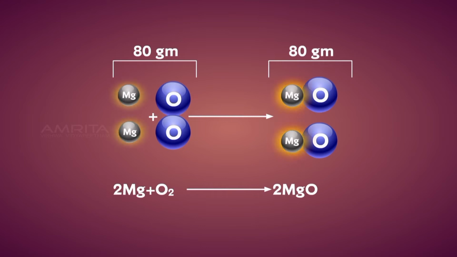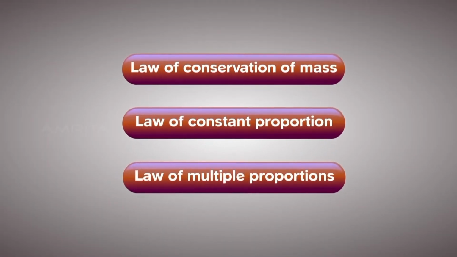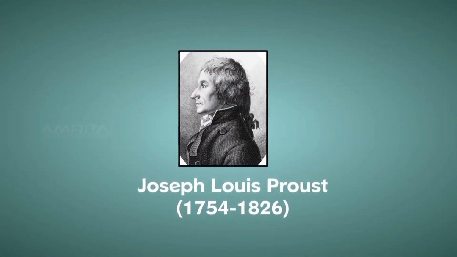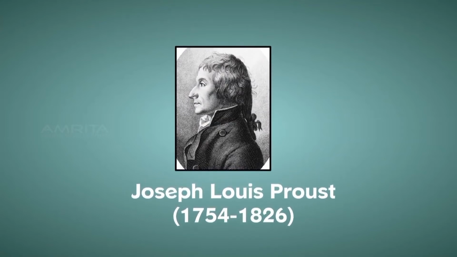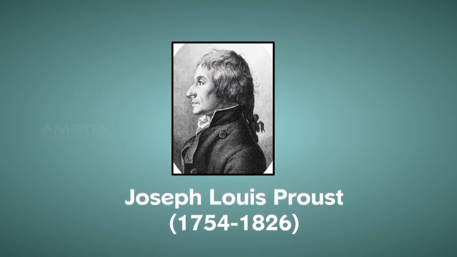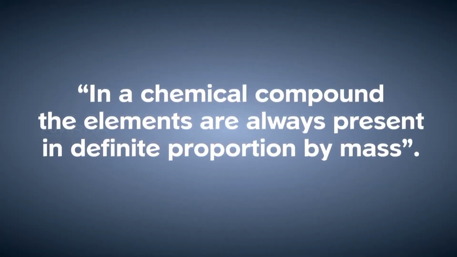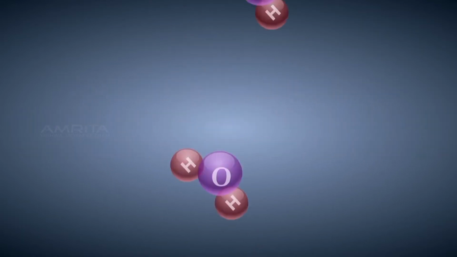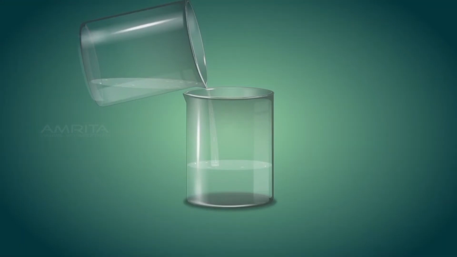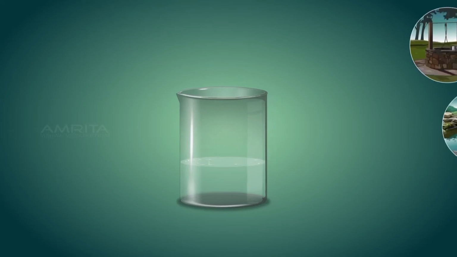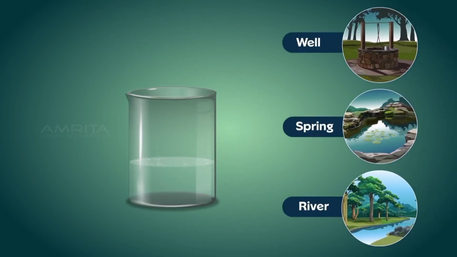Also, the number of magnesium atoms and the number of oxygen atoms on the reactants and the product sides are equal. Let's move on to the second law of chemical combination, which is the law of constant proportion. This law was stated by a French chemist, Joseph Louis Proust. It is also called the law of definite proportion. According to the law, in a chemical compound, the elements are always present in definite proportion by mass. The law of definite proportion applies when elements react together to form the same product, such as pure water collected from different sources such as a well, spring, or a river.